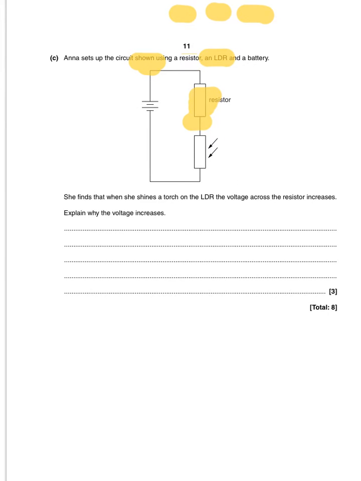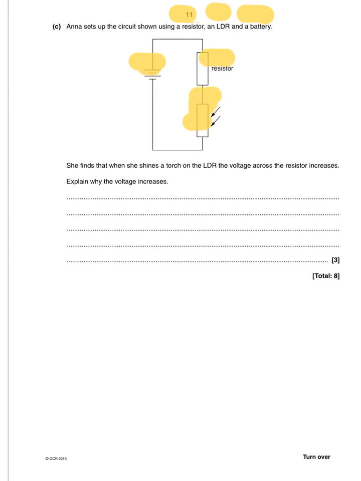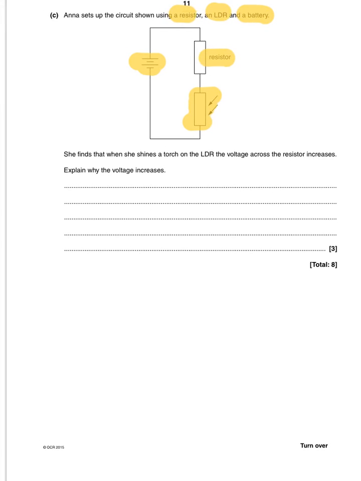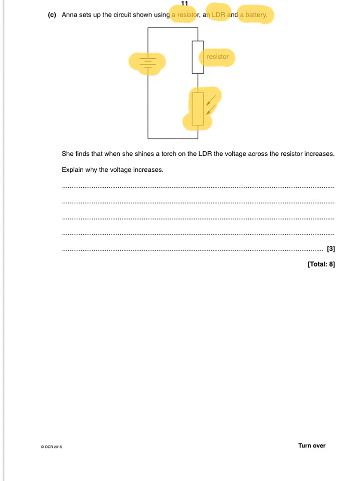And then we move on to this question. So we've got a circuit with a resistor, an LDR and a battery. Okay, and we can see those. And it's asking us, she shines the torch on the LDR, the voltage across the resistor increases. So the voltage here across the resistor would be increasing. So then we've got to explain it.